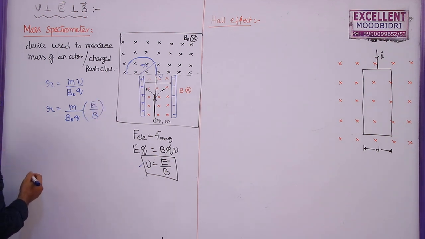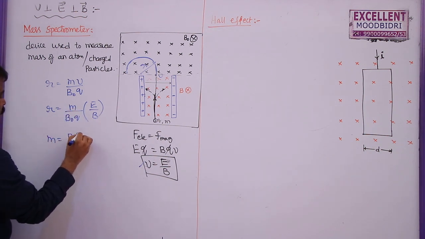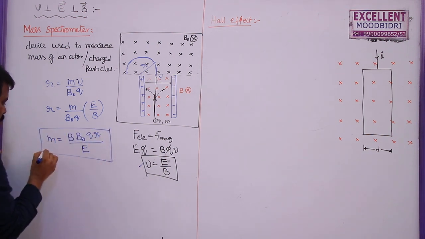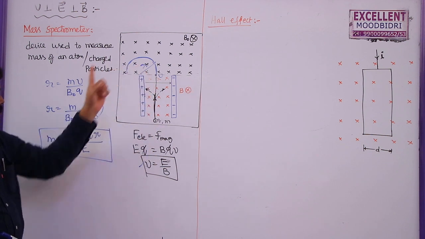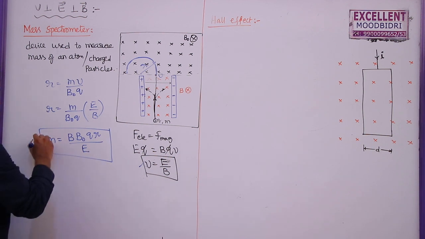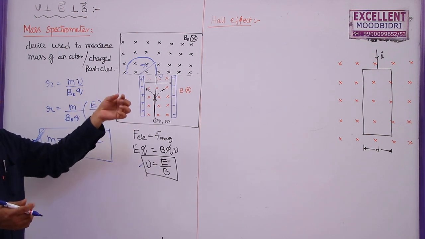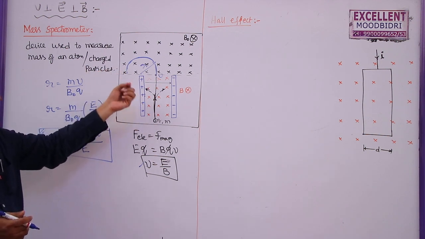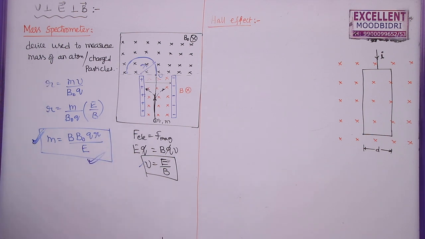From this we can write the mass of this charged particle, m, is given by B into B naught into QR by E. So if you know the magnetic induction B, the magnetic field induction B naught, the charge Q entering here, and the radius, which we can measure, and the electric field E, we can find the mass without using any devices. That means by using a balance it is not possible to measure the mass of very small particles, but by using this concept we can measure the mass of an atom, mass of a proton, mass of an electron, for all charged particles we can use this concept to measure the mass.